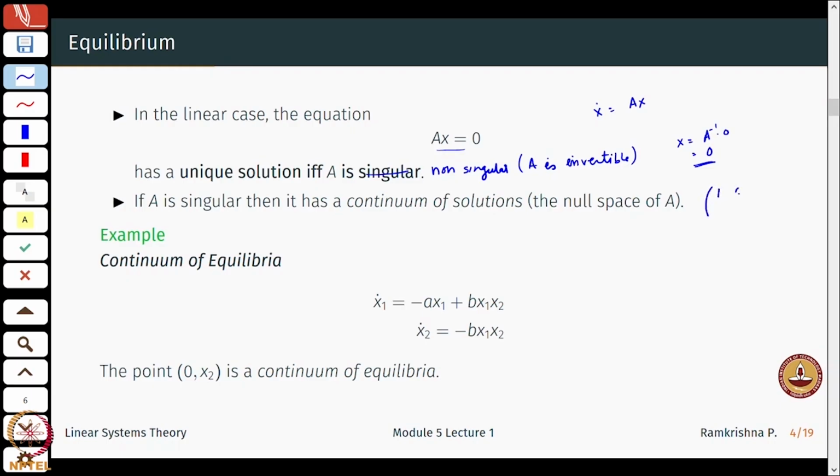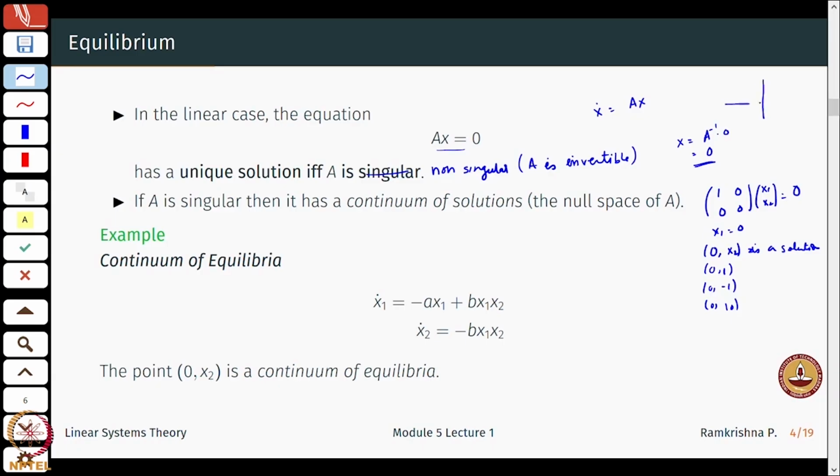Let us say I take an example like this, x1 comma x2, and I am looking for this to be 0. If I just solve for this, what do I get? That x1 equal to 0, and I do not get any expression for x2, which means that 0 comma x2 is a solution to this. What do I mean by this? It could be 0 comma 1 is a solution, 0 comma minus 1, 0 comma 10, and so on are solutions to this equation. Any value of x2 with x1 equal to 0 is a solution.